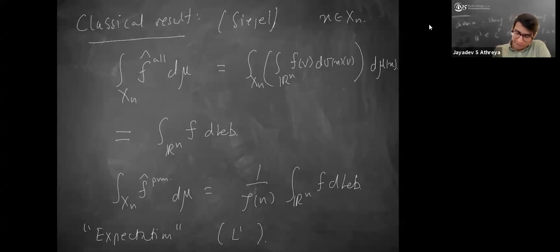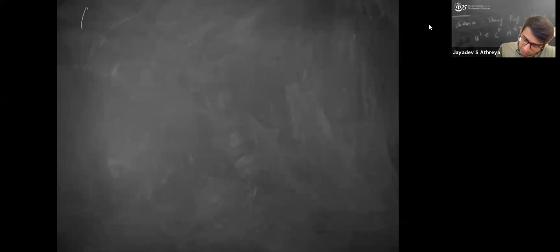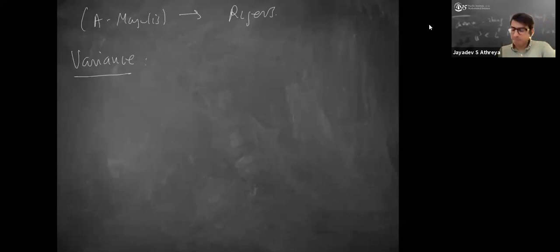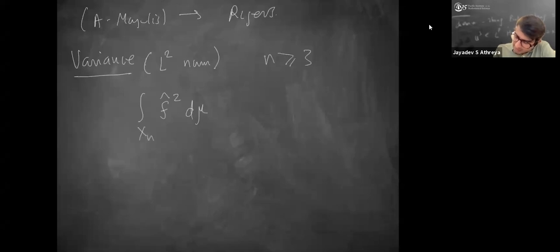This is something I learned about now 15 years ago, in the course of working with Margulis, we learned about this beautiful formula of Rogers, which helped you understand the variance in this situation. What do you mean when you say you want to understand the variance? It means you want to understand the L2 norm here. Maybe I'll just state this because this is not the theorem I really want to state. I want to just say that for n bigger than or equal to 3, you can compute the integral of f hat squared d mu over X_n explicitly, and this is the theorem of Rogers.